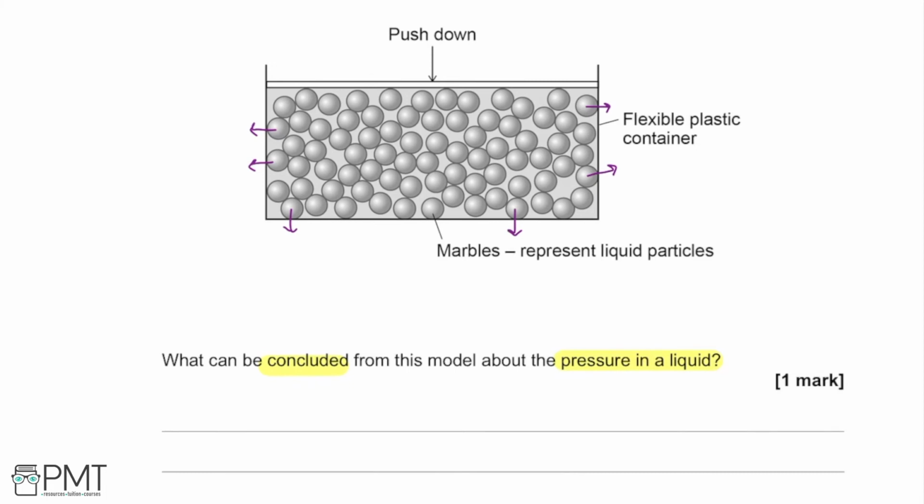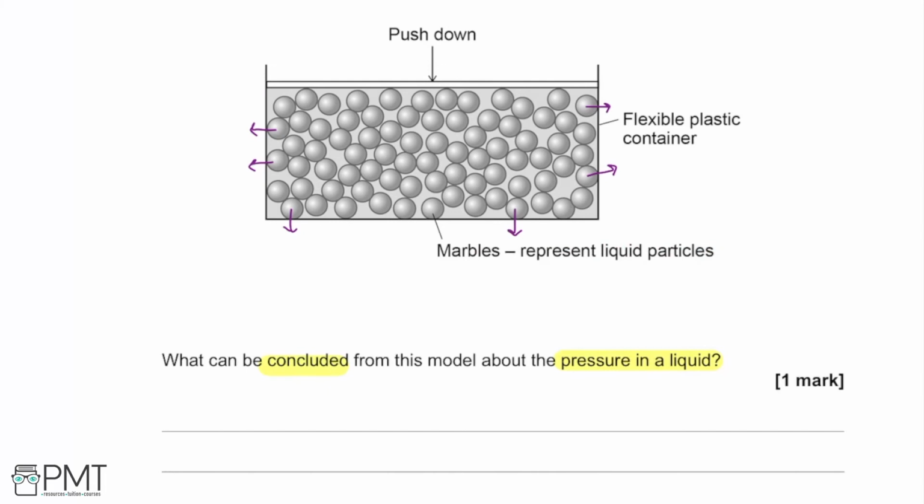So now that we've got these arrows drawn onto the model, we get a good sense that the marbles are being pushed out. They're exerting a force on the walls and base of the containers. They're pushing a force out in all directions. Now these marbles could represent liquid particles, as we're told in the question. They represent the particles of liquid.